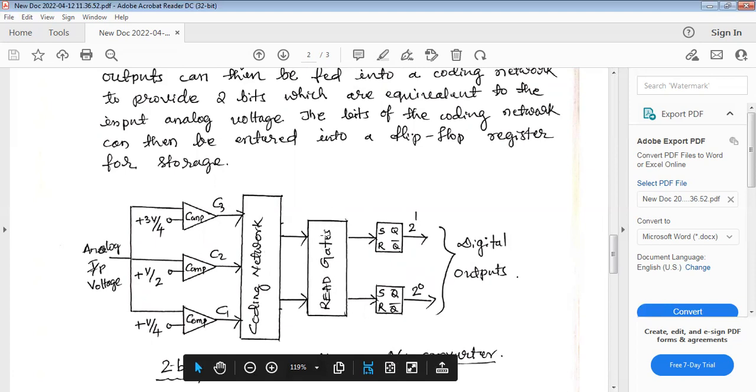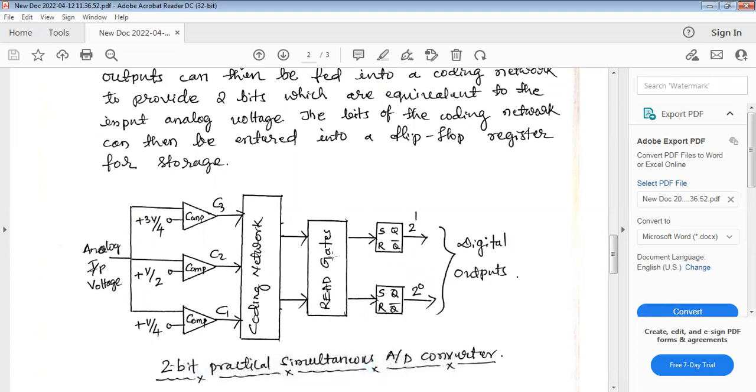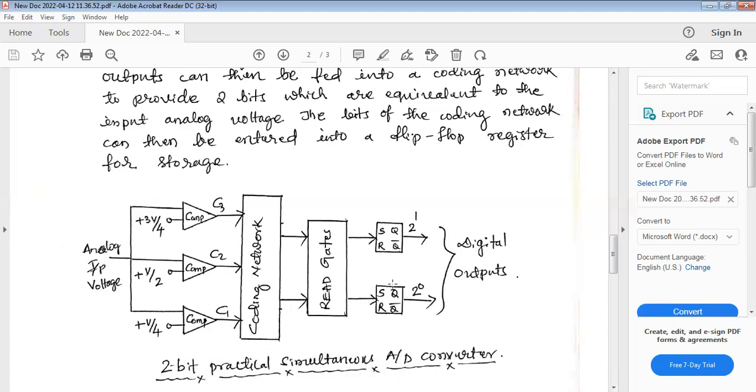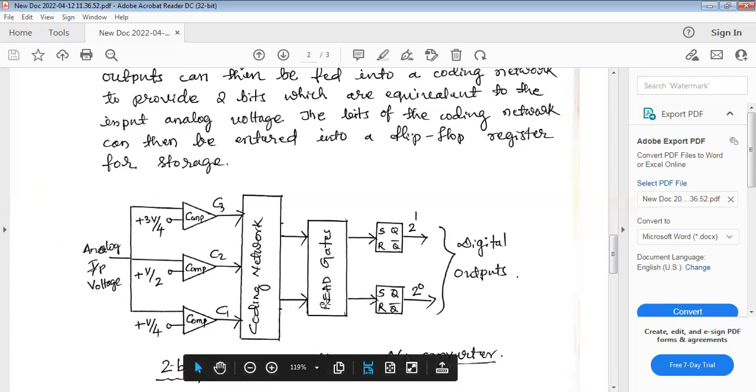So these read gates are generally present at the input stage of RS flip-flops, which are used either for counting purposes or for the storage of information. These RS flip-flops work as registers or memory devices, and generally the input to these RS flip-flops is given through the gates called the read gates.